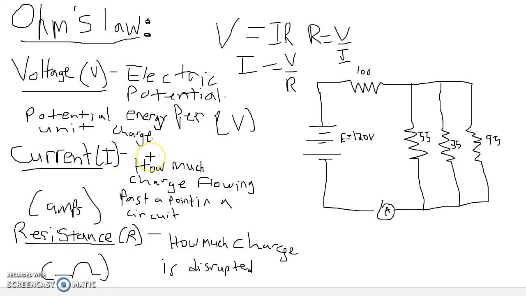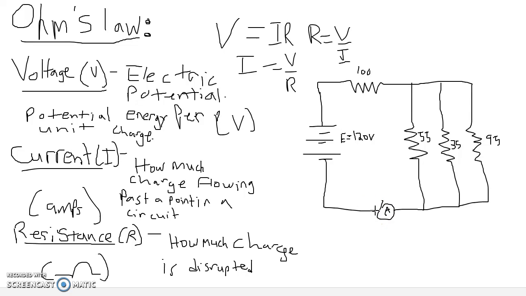Now we know the basics of Ohm's law. We can now do a practice problem together. This problem shows that we have 120 volts, a 100 ohm resistor in series with 3 resistors in parallel. One of them is 55 ohms, then the other is 35, and lastly 95. And we are trying to figure out what the current is in this circuit. So we're trying to figure out A, which stands for amps.